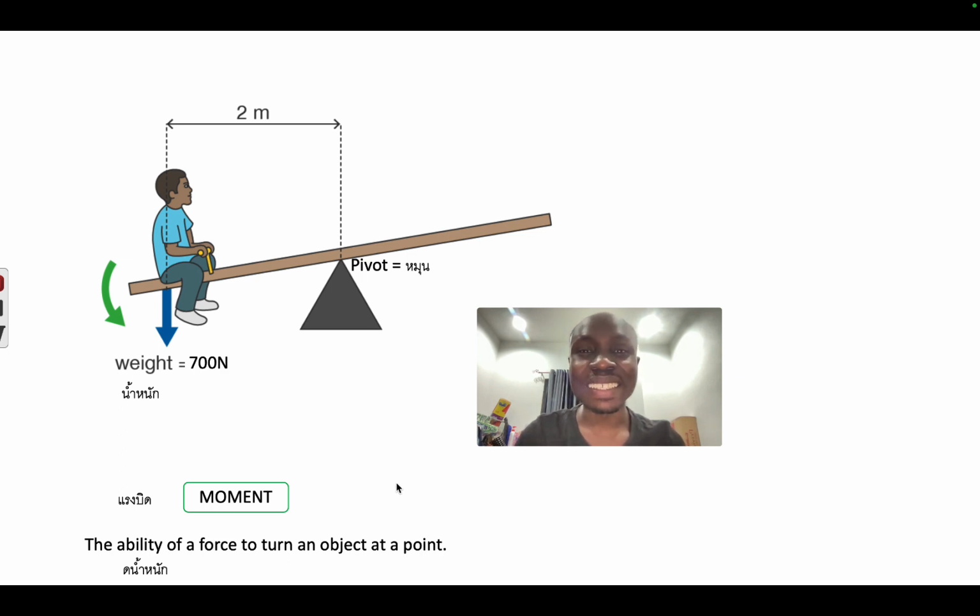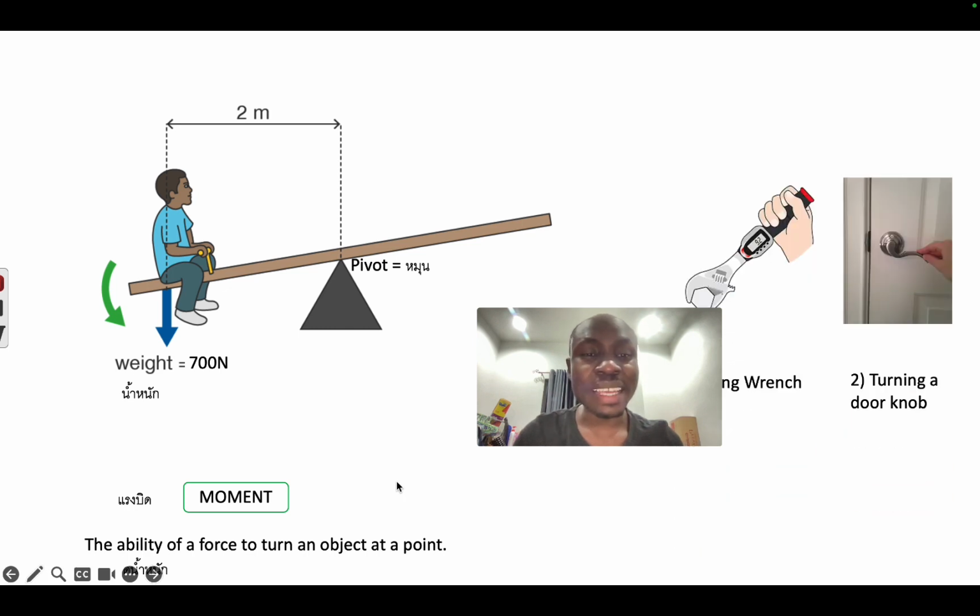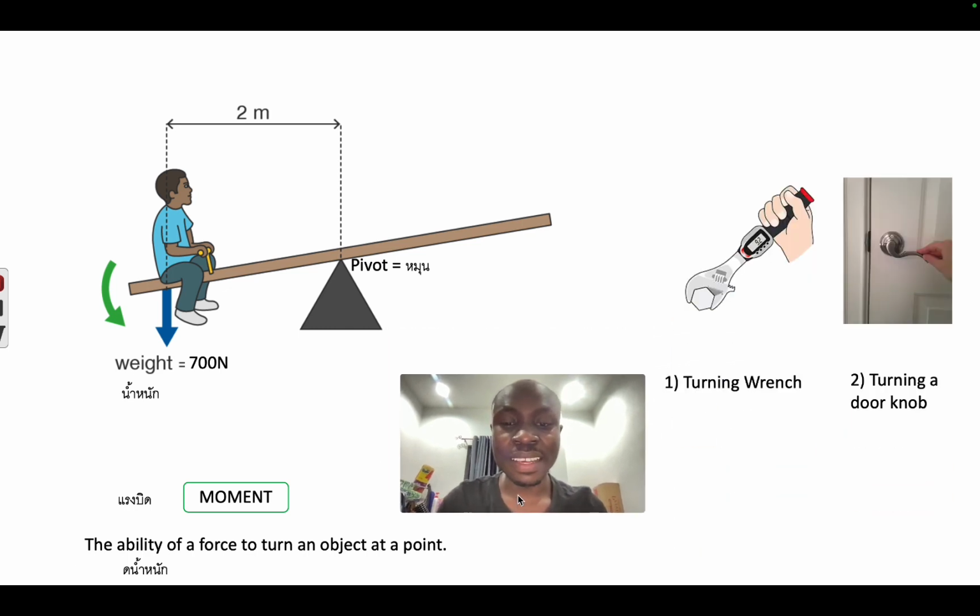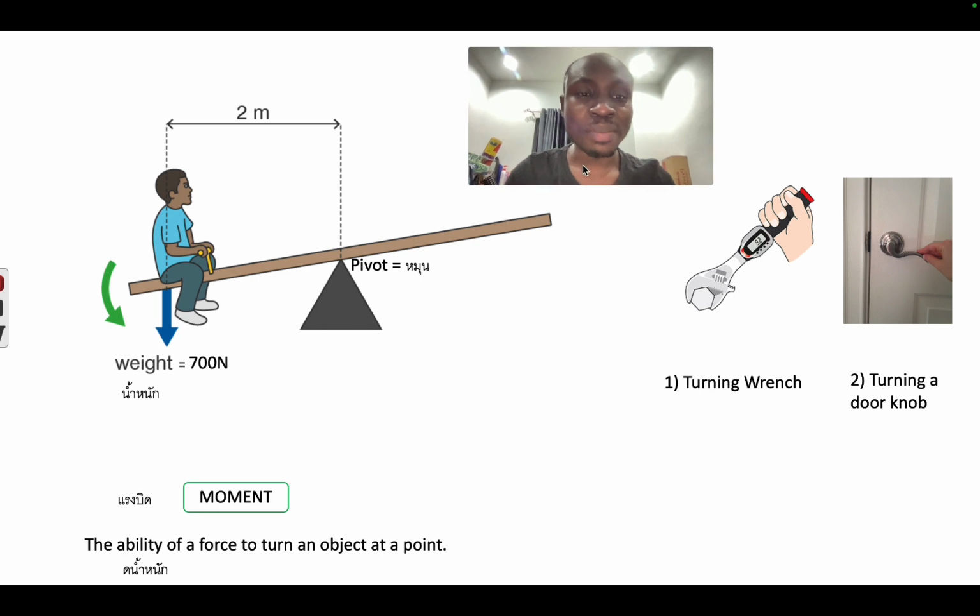A moment. Now we see moment all the time in our lives. An example is when we turn the wrench. We use a force which will turn the wrench about this point. Or when we turn the doorknob, we use moment. Now, how do we find the moment?